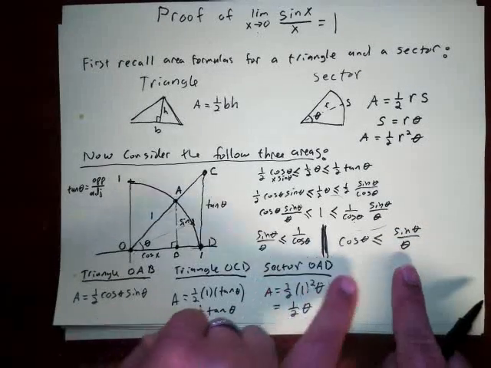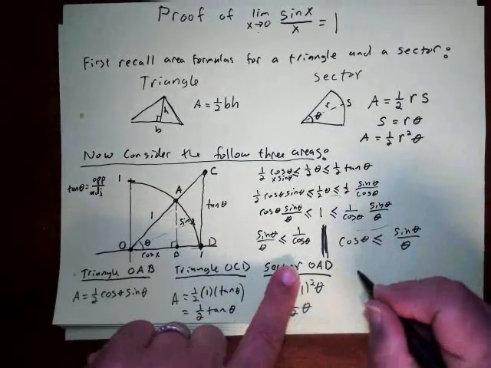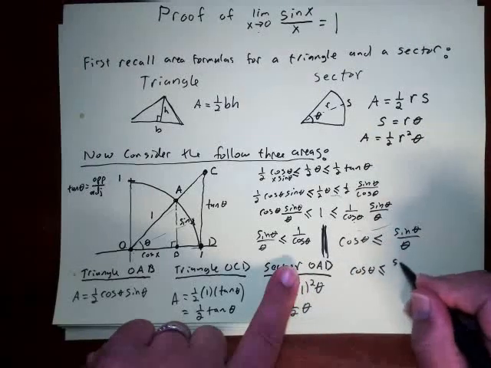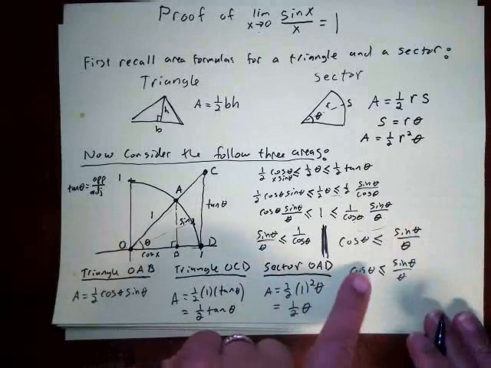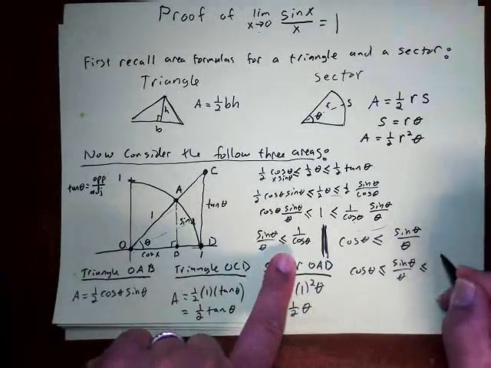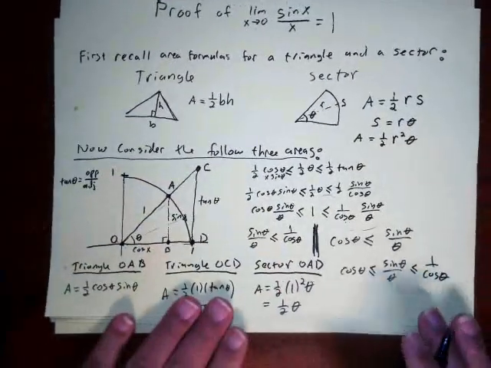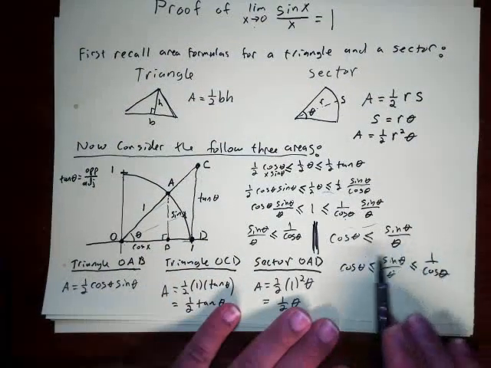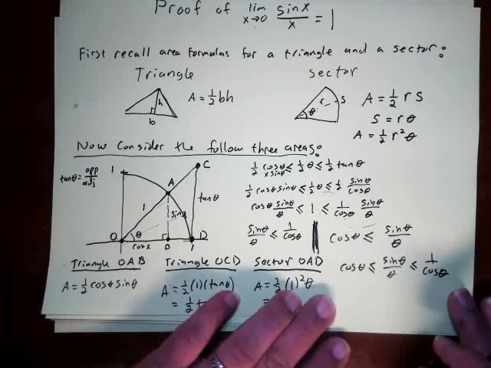Okay, and so now I could combine these two. So I get cosine theta is less than or equal to sine theta over theta. Okay, and then sine theta over theta is less than 1 over cosine theta. And so what I get here, this is the sandwich here. I get sine theta over theta is trapped between these two.